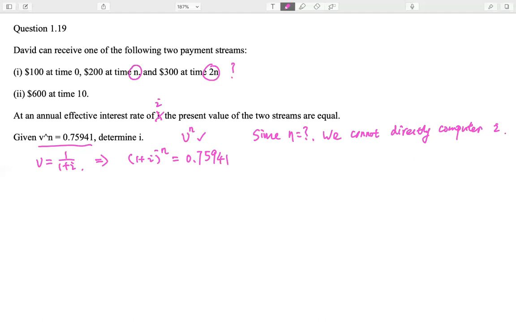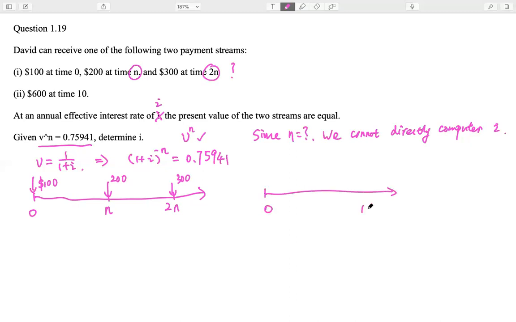So as usual, to solve any question from this chapter, draw a timeline. Okay, $100 coming in at 0. Another 200 coming in at time n. Further 300 in at time 2n. The other one is very, very simple. I only have income of $600 at time 10.